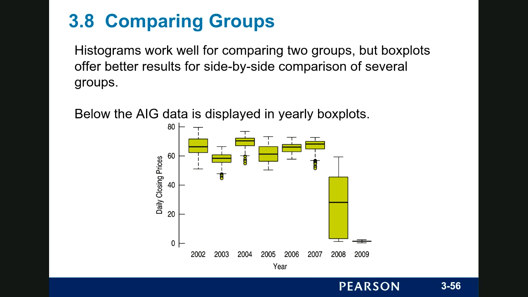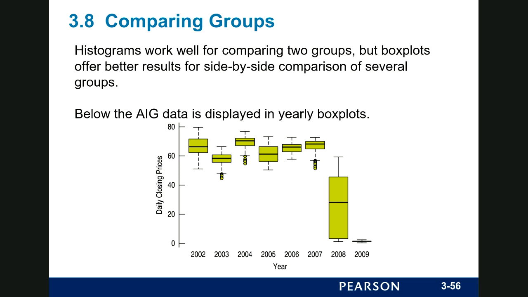Something drastically happened in 2008. So the daily closing prices dropped significantly. Okay, financial crisis, right? In 2009, it was a fraction of what it was before. So this is information I'm getting by looking at the box plots. Now, what about between 2002 and 2007?